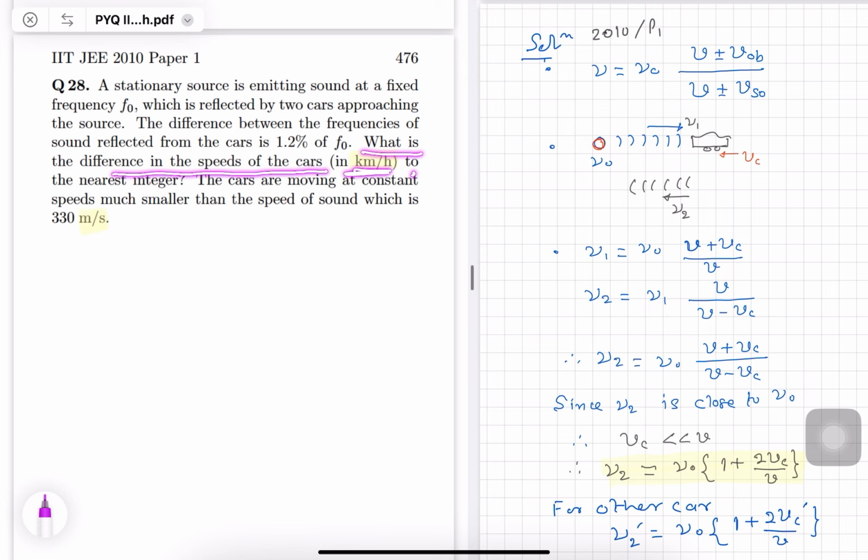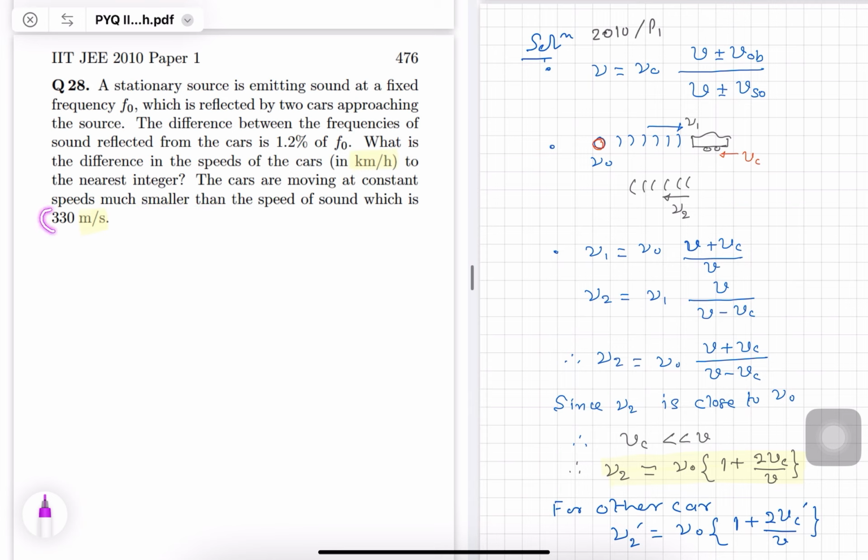That is important, to the nearest integer. That means we have to find the difference in the speeds of the cars in kilometer per hour and convert it into the nearest integer. And it is given that the cars are moving at constant speeds much smaller than the speed of sound. So we have to use this fact to make the calculation simpler.